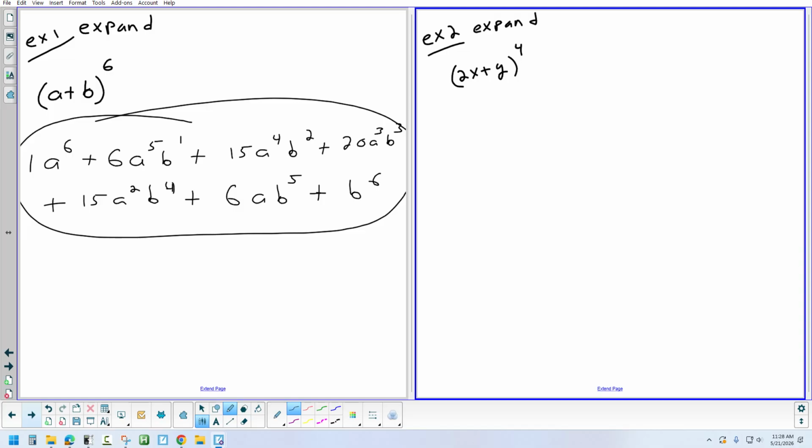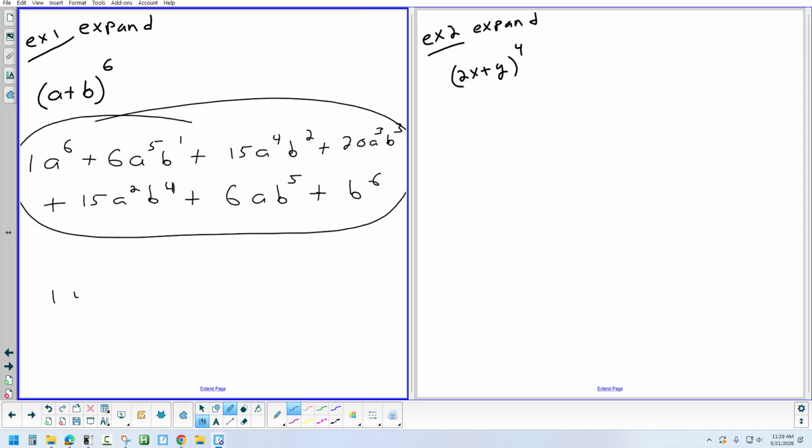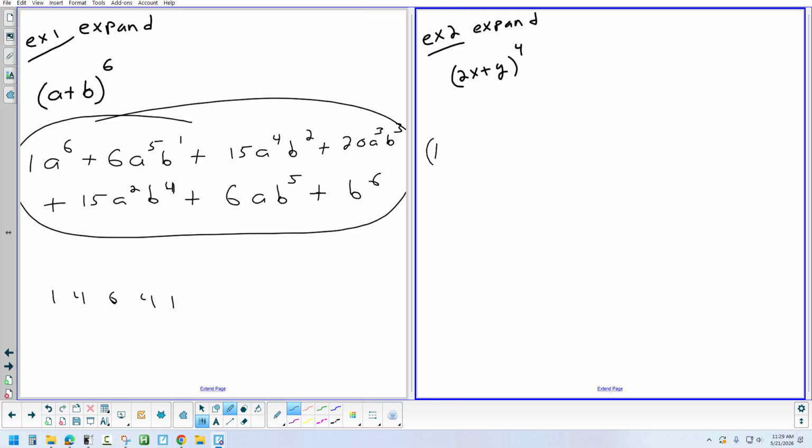So the row we're looking for always has one more number in it than the exponent. So it has 5 numbers. 1, 4, 6, 4, 1. So there's our coefficients we need to use. 1, 4, 6, 4, 1. So let's start with the 1. What's going to go next to the 1? Yep. 2x to the fourth.